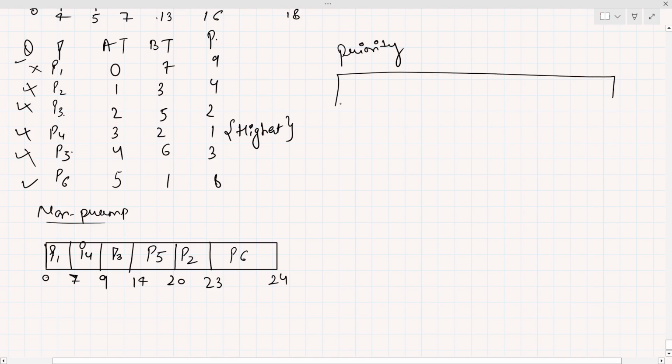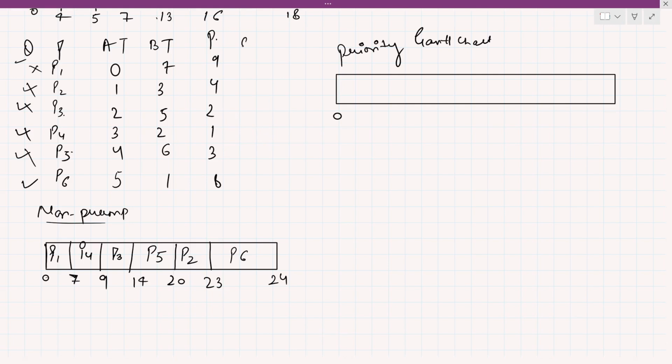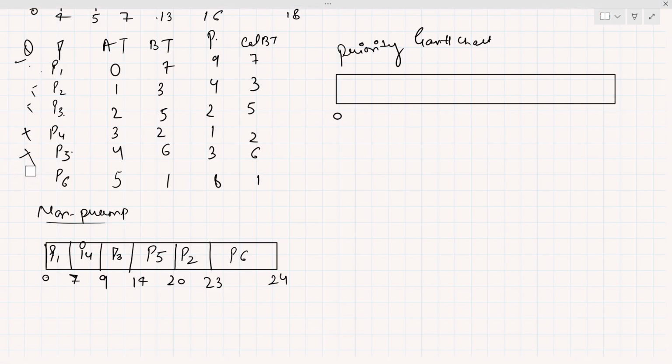So for the priority one, we make a Gantt chart. If you solve any type of priority based algorithm, you have to make one more extra column. Remember, the smaller number is the highest priority. Now the calculation part for the burst time. Burst times are 7, 3, 5, 2, 6 and 1. Now we are solving this with the priority type of algorithm.